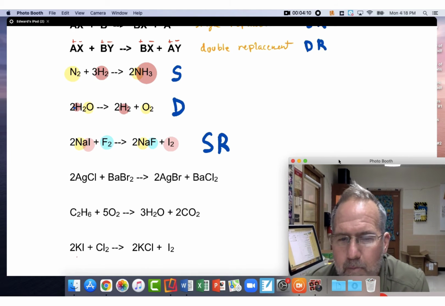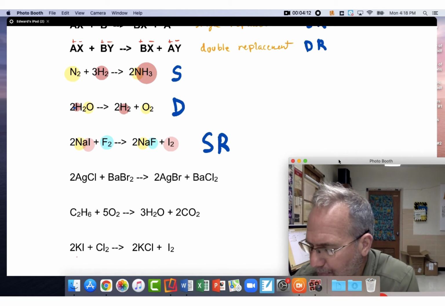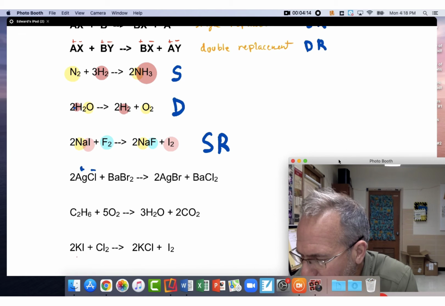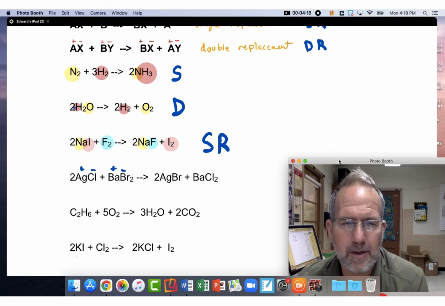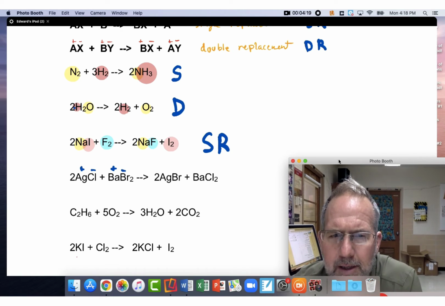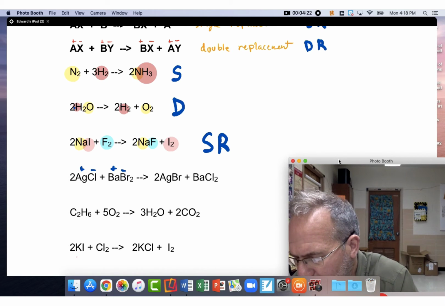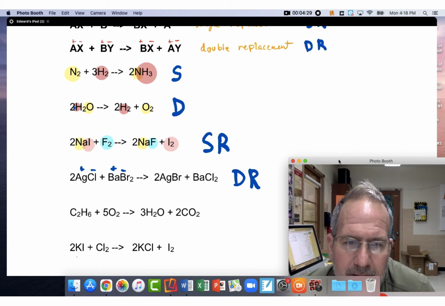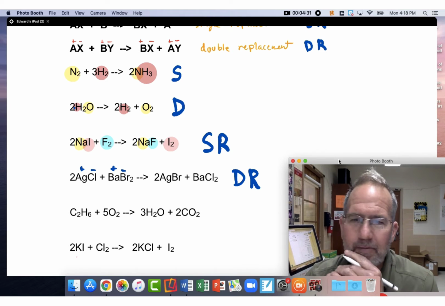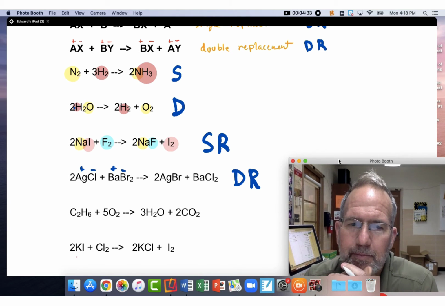All right. Now, plus, minus, look at that. 2 couples. And you look on the other side, hey, they switched partners. Double replacement. Okay, so those are your types of reactions, right? So go through and finish the rest of those and see if you can do them.